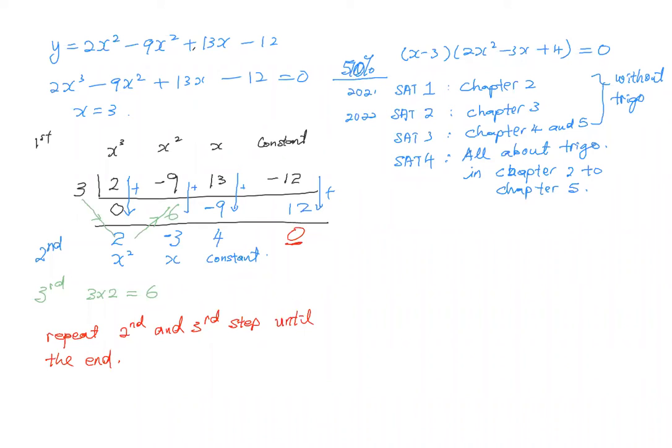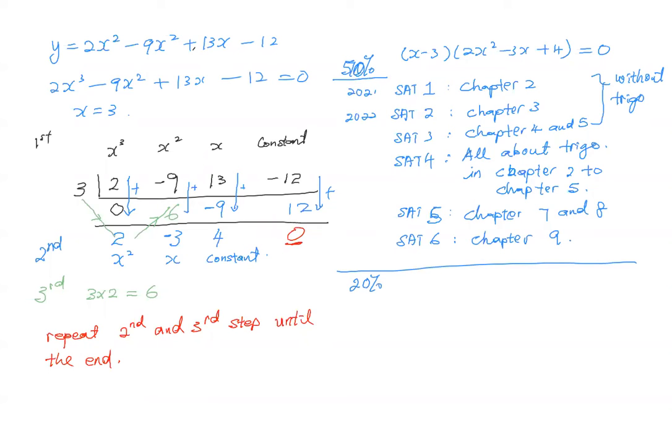Are you okay? Then SAT6, 5. SAT5 will be chapter 7 and 8. Chapter 6 is for revision, for statistics. Okay, then SAT6 will be chapter 9. Okay, then the 20% will be your folio investigation.